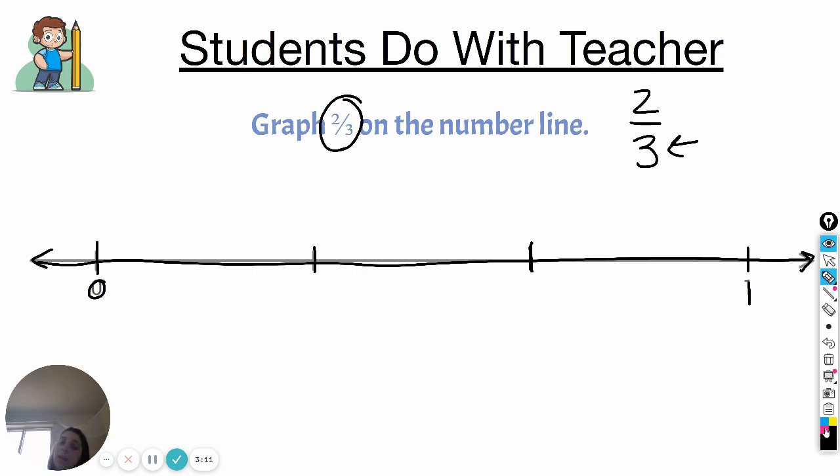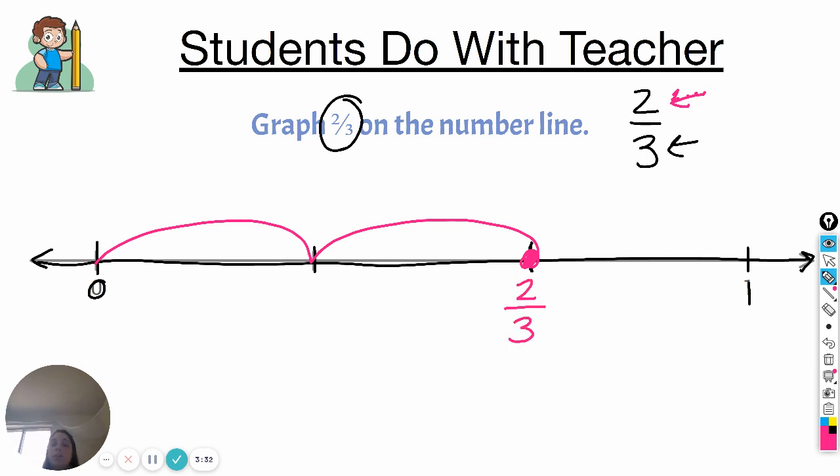Okay, so now we need to graph 2/3. We're going to look at our top number, which is 2. So on your number line, we need to make 1, 2 hops, draw a point, and that is the point 2/3.